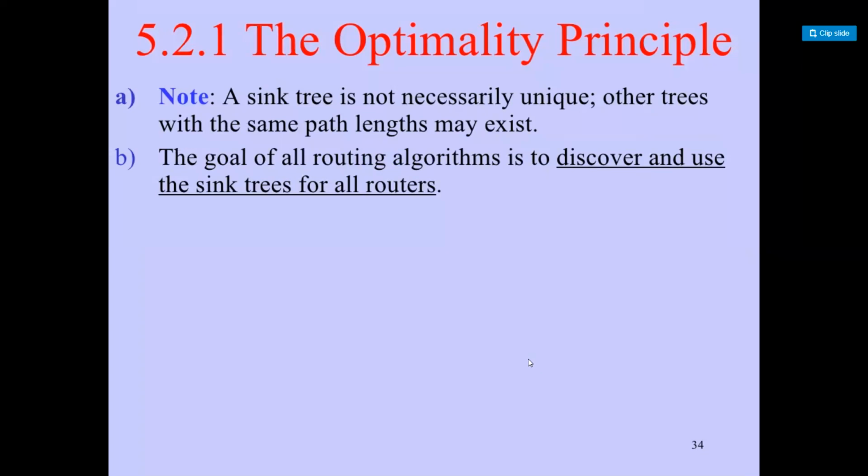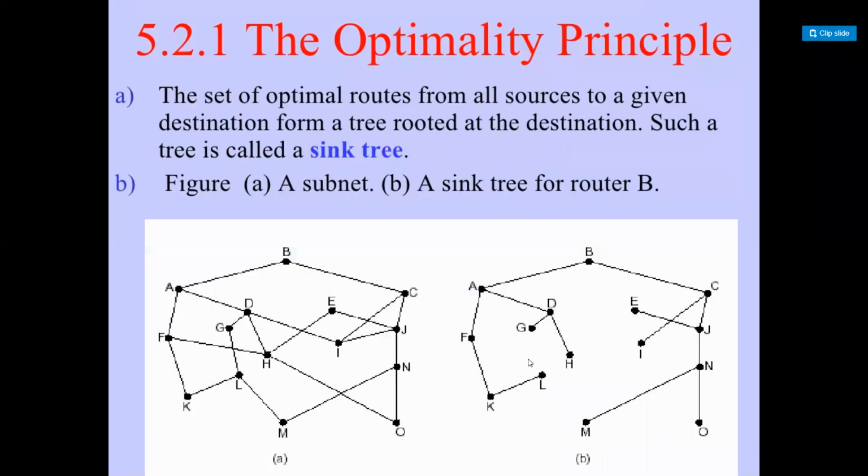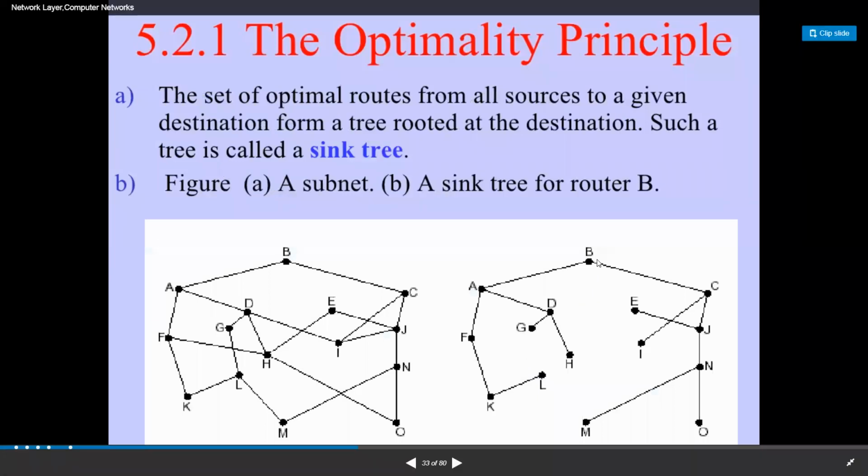The goal of all routing algorithms is to discover and use the sink trees for all routers. Here they are saying the goal of routing algorithms is that they must draw the sink tree for all routers. Then only we can know the routes. Suppose this is the sink tree for B. That means from B to all other destinations in the subnet, all other routers, we know the routes.